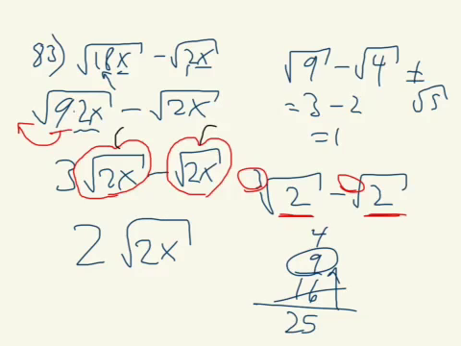And let's box our answer, or something like that. There we go. Check. 2 times the square root of 2x. Let's do one more. Let's do 84. Okay, 84. The 4th root of x to the 5th. So we have to ask ourselves, what in here is 4th rootable?